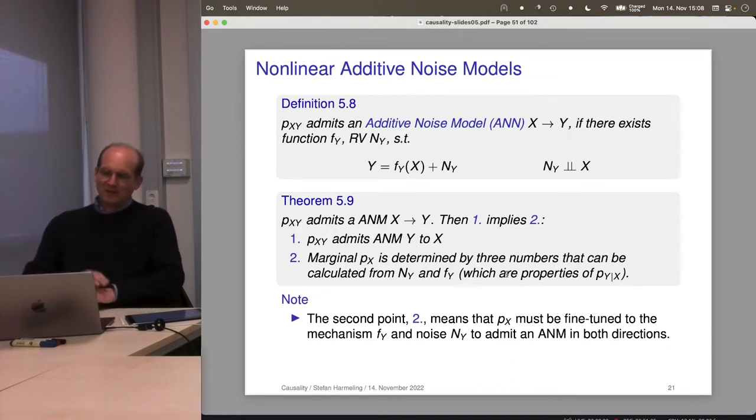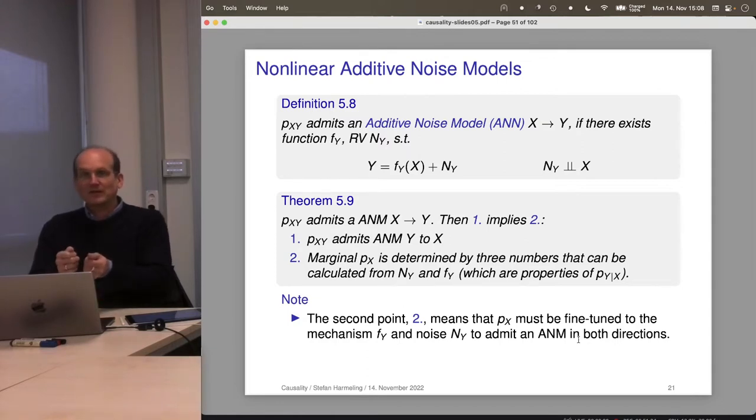It can be translated as follows. It basically means that the marginal Px must be fine-tuned to the nonlinearity and to the noise variable if you want to have an additive noise model in both directions. Fine-tuned means, yes, you can find a distribution for x where it just works with a given Fy and a certain noise distribution. But typically, if the distribution of Px has nothing to do with the mechanism, it's very unlikely that this will happen, that the distribution of the x is just fine-tuned so that in this unfortunate event, both directions are possible.